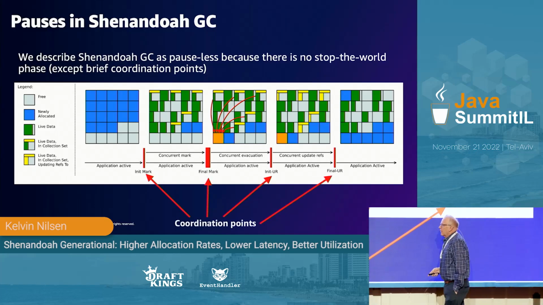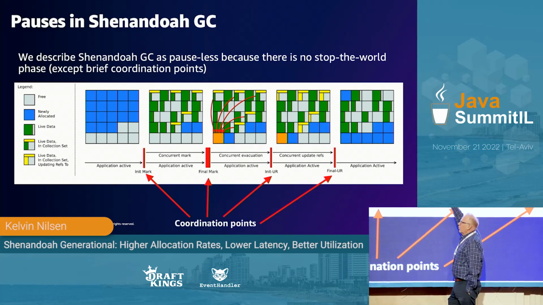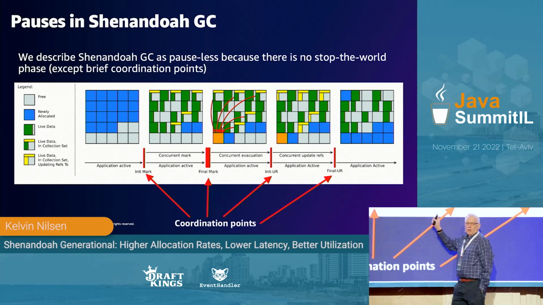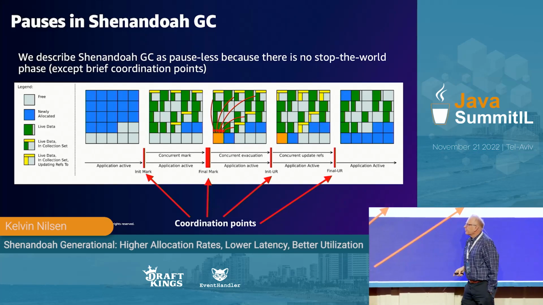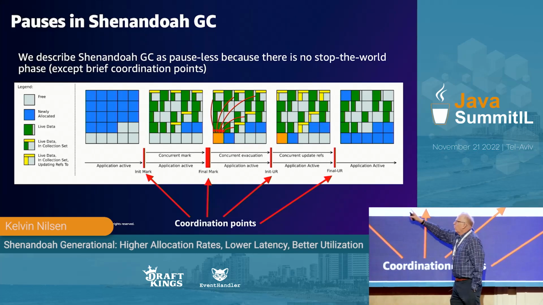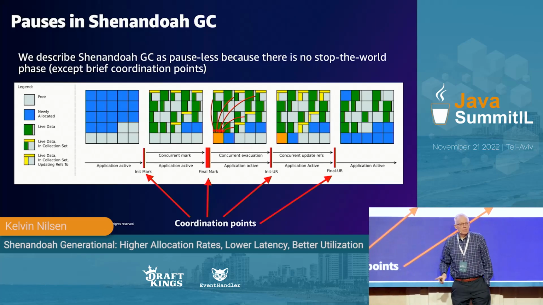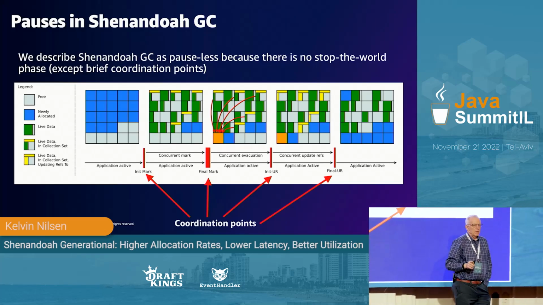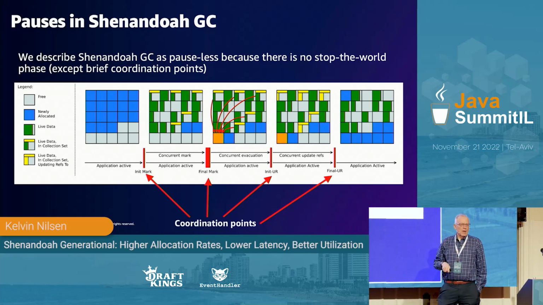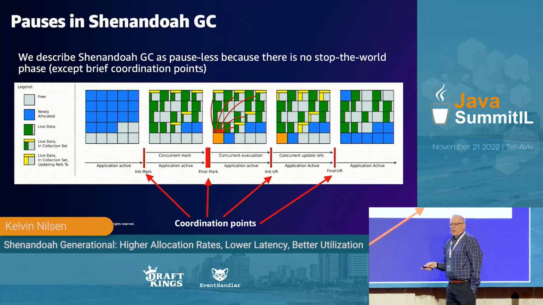With Shenandoah garbage collection, almost all of the garbage collection work is concurrent. That means the application continues to run while the garbage collector is running. There are these brief moments of coordination, which are pauses, but the pauses are generally, with JDK 17 and beyond, a millisecond or less. Before JDK 17, they were up to maybe 10 milliseconds typically.